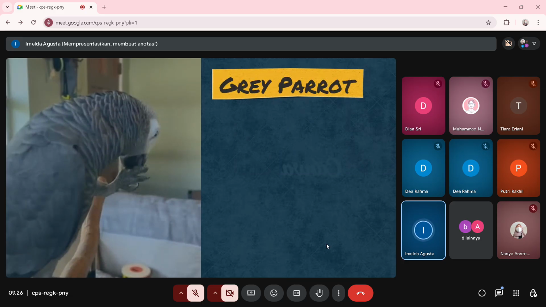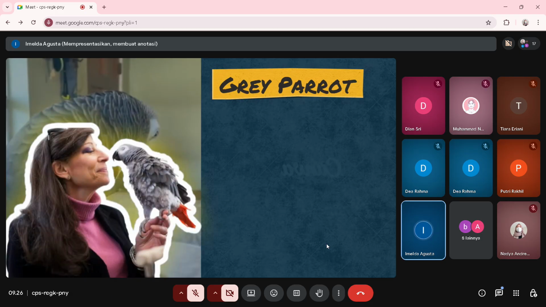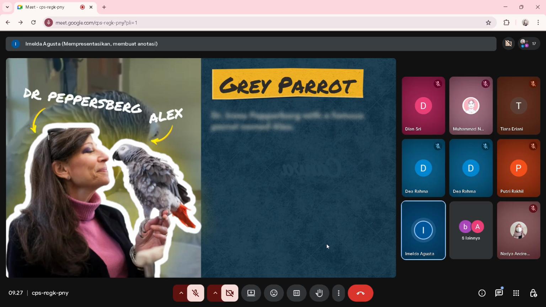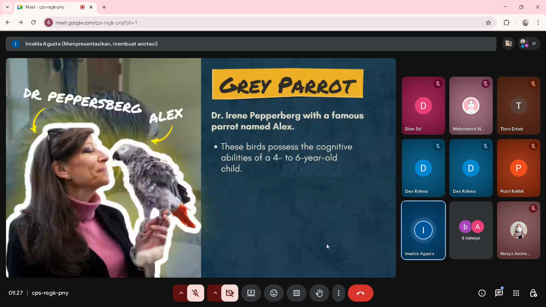A gray parrot, or the African gray, is a highly intelligent bird native to West and Central African rainforests, and it can actually speak language because there is a study about these parrots, made by Dr. Pepperberg, and the subject of the study was named Alex, the gray parrot. From this study, we found that these birds possess the cognitive abilities of a 4 to 6 year old child.